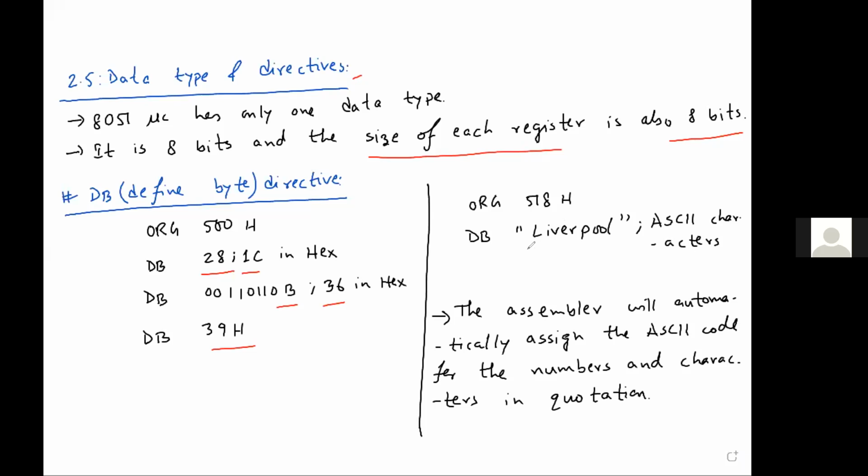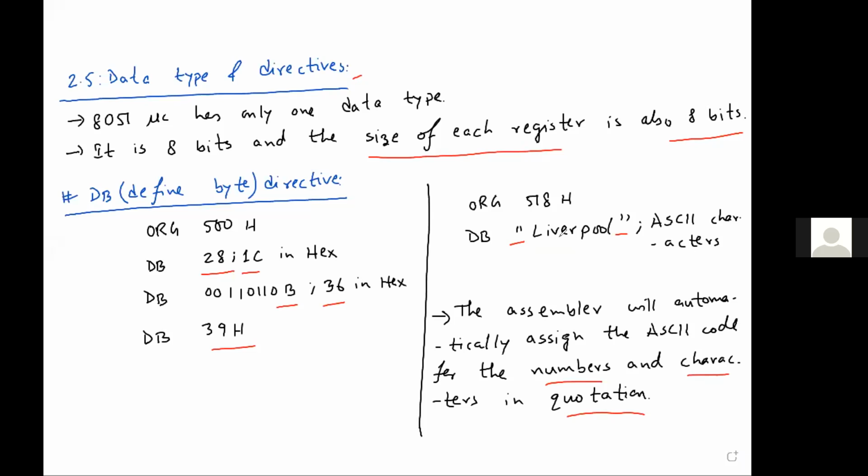Now, if you want, you can give characters as well. But the important thing is that whenever you give characters, you need to make sure that you provide them within quotation marks. The quotation can be either single or double. I repeat, the quotation can be either double quotation like this, as you can see, or if you want, you can give single quotation as well. That is totally up to you. Whenever the assembler sees that you have provided some numbers or characters within quotation, then for all the characters or numbers within quotation, the assembler will automatically assign the corresponding ASCII code, and then it will be saved.